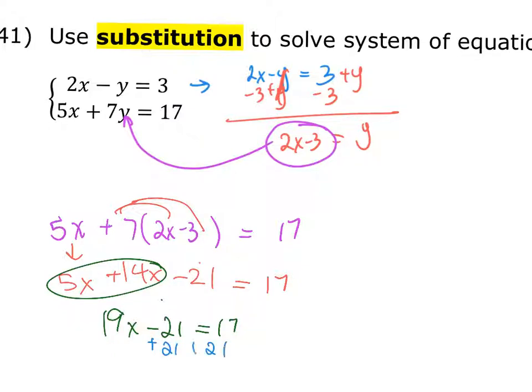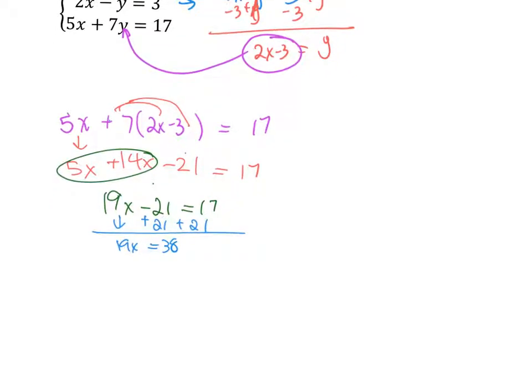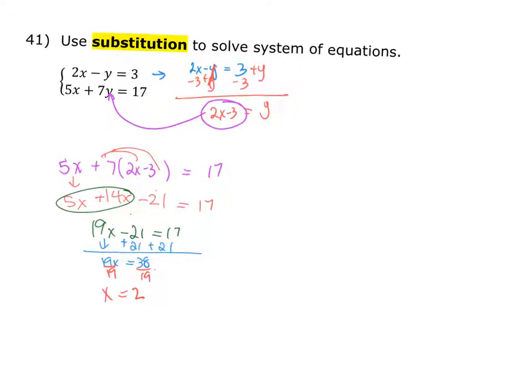Add 21. 19x is equal to 17 plus 21, which is 38. So you divide that by 19, and you get x is 2. X is equal to 2, and then what do I do? You plug it in. Yeah, plug it back in to find out what y is equal to.